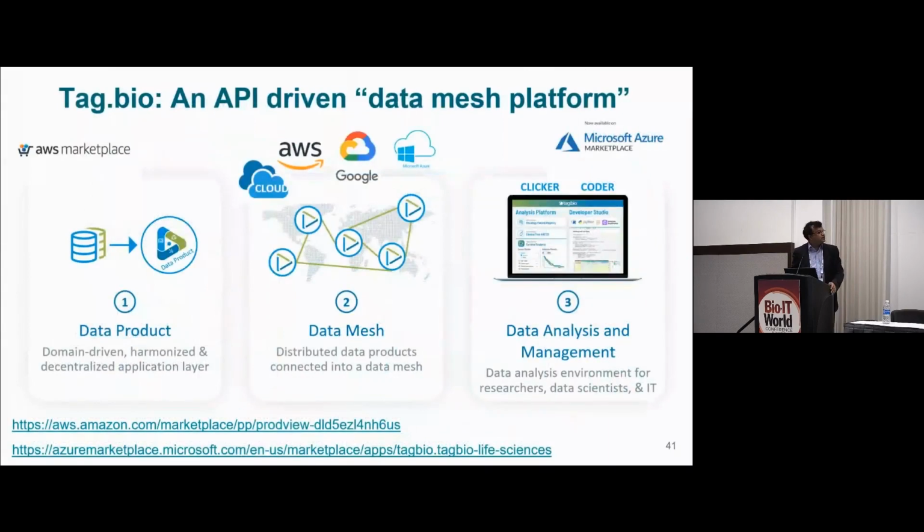So today we talked about data products, we talked about interconnected data products, and what is the power of that? We also talked a little bit about data analysis and management, both on the clicker side and the coder side. People can get the TagBio platform from the AWS or Microsoft Marketplace. We're trying to add the platform to the Google Marketplace also. So these are the links you can use.